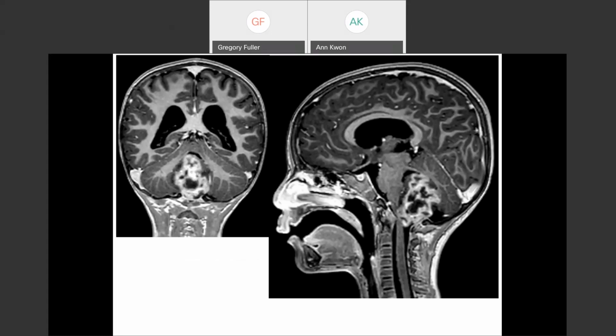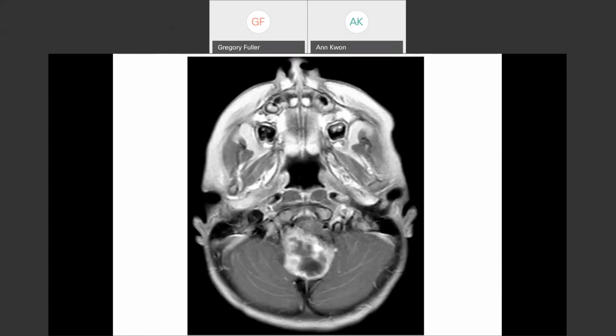All right, here we have coronal on the left. These are T1 with contrast, coronal on the left, sagittal on the right. 4+ irregularly contrast enhancing. All right, and then I want to show this. These are lower cuts, axial cuts. All right, I want to ask a couple of questions. What is the blue arrow pointing to? What structure is that?